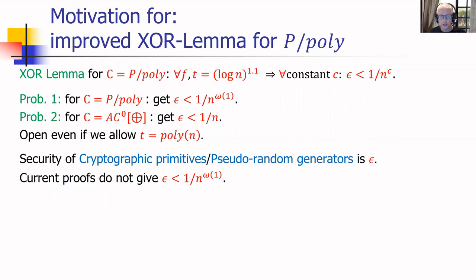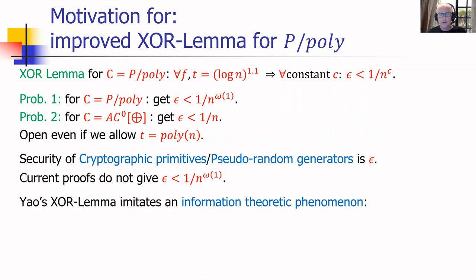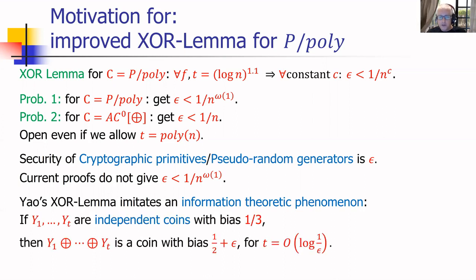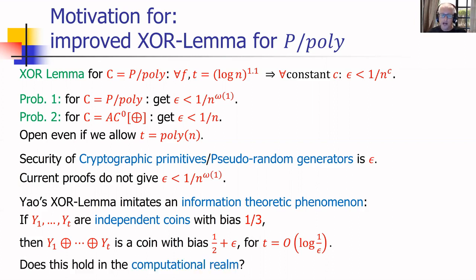So that's one motivation. Another motivation for getting small epsilon is that we can look at Yau's XOR lemma as an imitation of the following information theoretic phenomenon. If you give me t independent coins, y1 up to yt, each with bias 1/3, then if I XOR all these coins together, I get a coin with bias half plus epsilon if I take t to be order of log 1 over epsilon. So information theoretically, I get half plus epsilon even for very, very small epsilon. I can get epsilon to be exponentially small even when t is polynomial, and we don't know whether this holds in the computational realm.